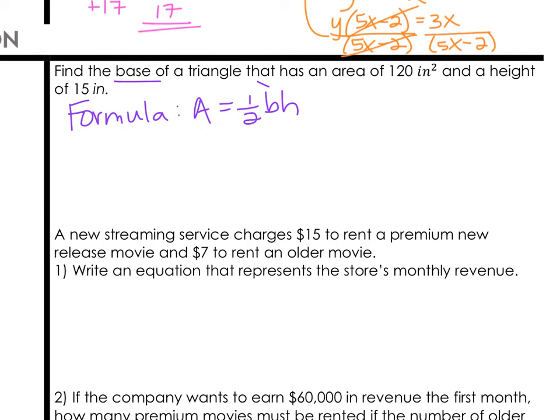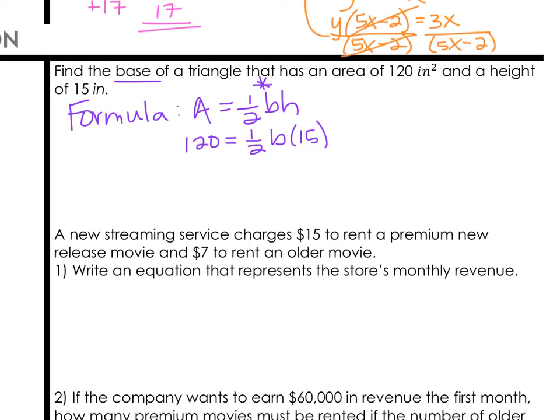We're trying to solve for the base, and we know 2 other pieces of information. Let's plug those in. Area is 120 inches squared. I'm going to plug that in on the left. 1/2 times b times h, which is 15, on the right. We're trying to figure out what b equals.